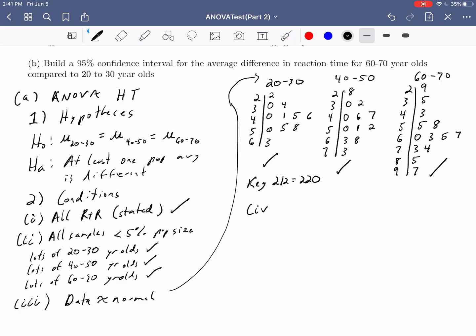Then for condition 4, this is the one that says that the population standard deviations have to be equal. Of course, we can't actually look at the population standard deviation, so we're going to check that the largest sample standard deviation is less than 2 times the smallest. So the max sample standard deviation needs to be smaller than 2 times the minimum sample standard deviation. So at this point, we need to know those sample standard deviations.